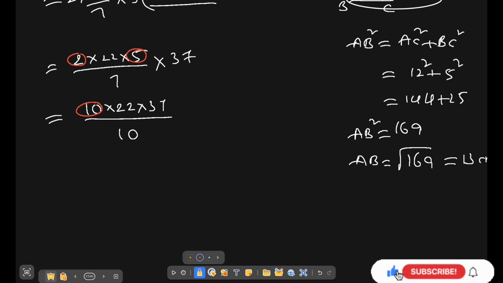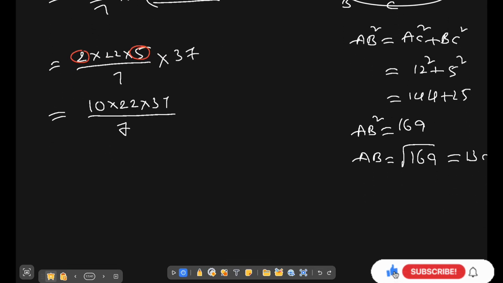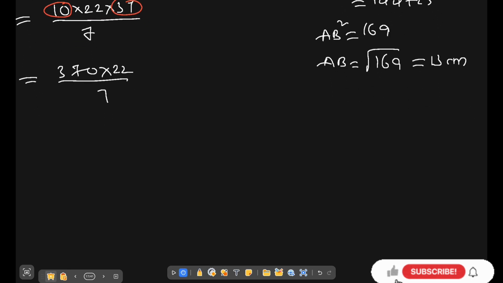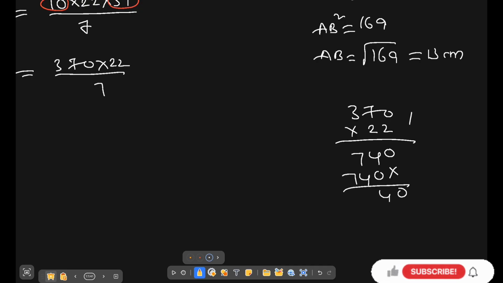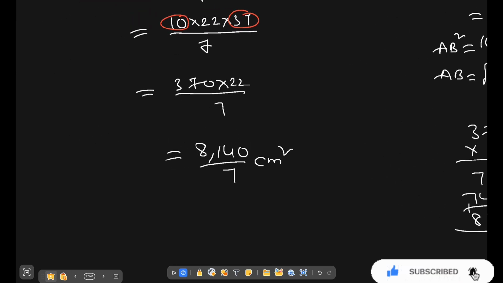So 10 into 37 is 370. 370 into 22 by 7. How much will you get if you multiply 370 into 22? 8140. So it is 8140 by 7 centimeters square. So this is the total surface area of the solid.